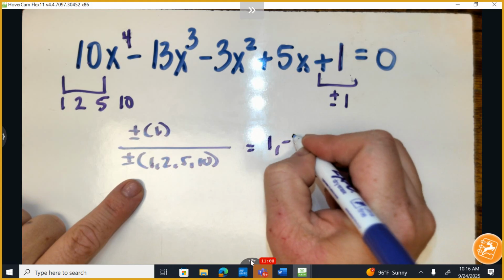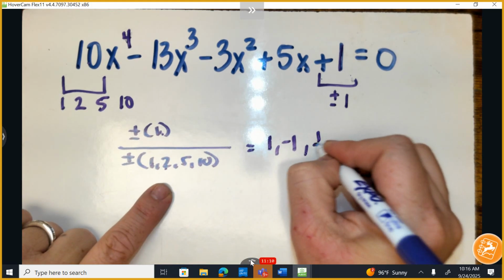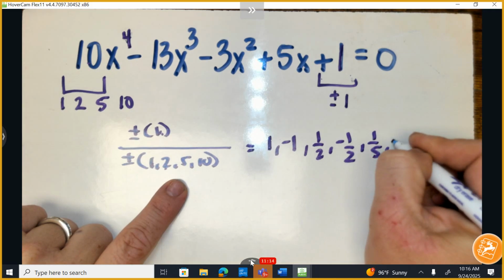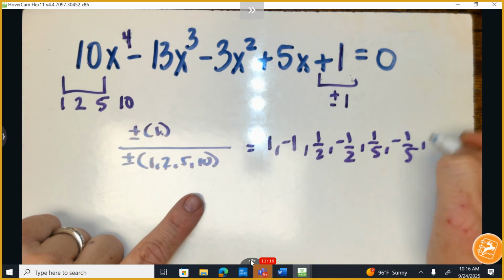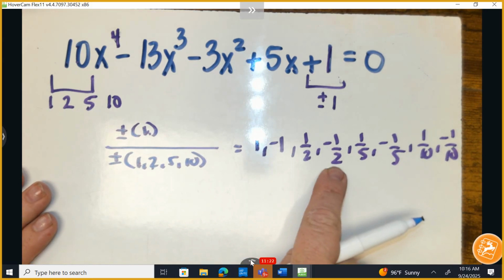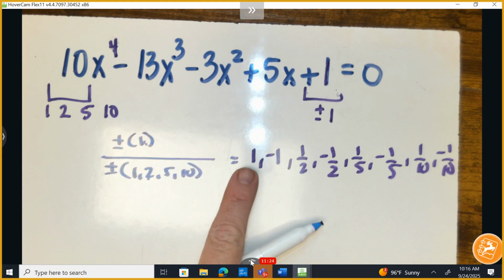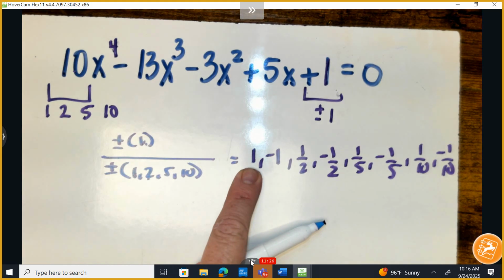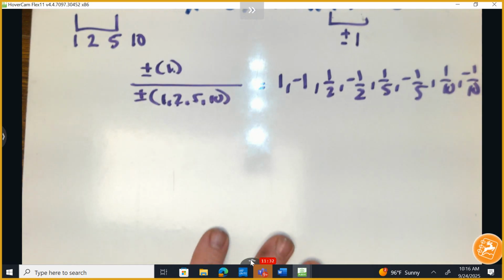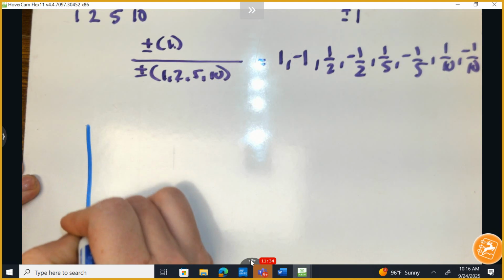1/2, so it could be 1 or negative 1. It could be 1/2 or negative 1/2. It could be 1/5 or negative 1/5. It could be 1/10 or negative 1/10. Now remember, you could use these possible rational roots more than one time. So it may be like 1, 1, 1, right? 3 times in a row. It's not limited to only using them one time. So I'm definitely going to start by testing the integers first. That's going to be my first job.